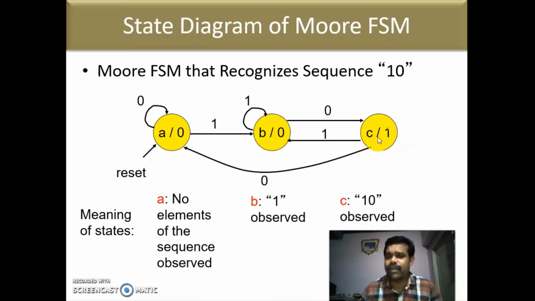From C, we are getting a 1. It is coming to B. When we are getting again a 0, it is coming to the initial state. So this is nothing but a state diagram of a sequence detector which detects the sequence 1 0. So this is a Moore circuit of your sequence detector.